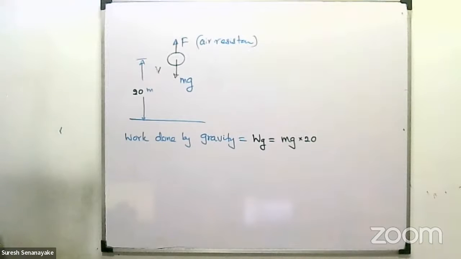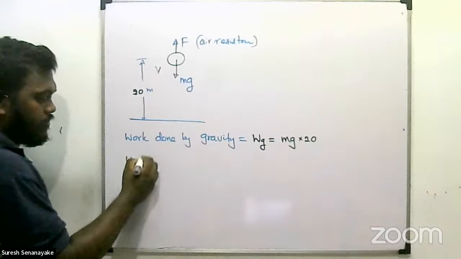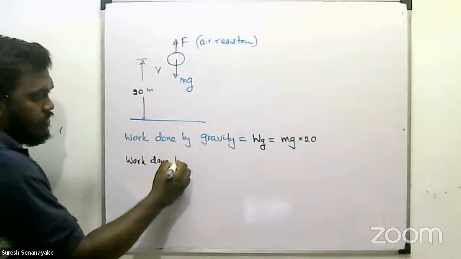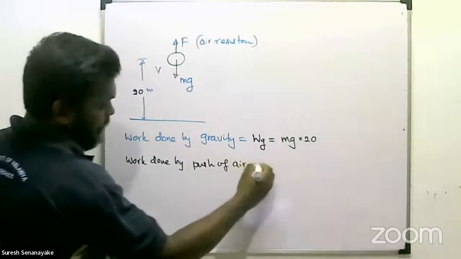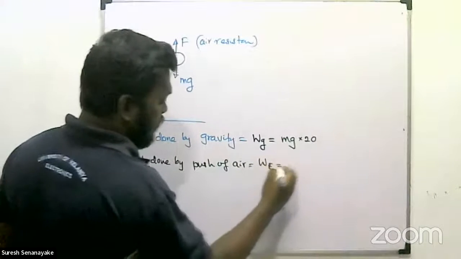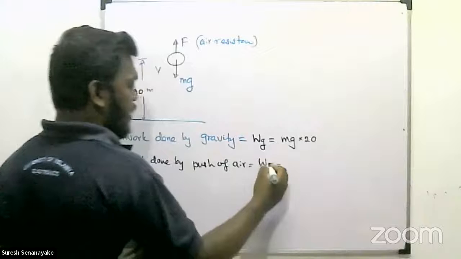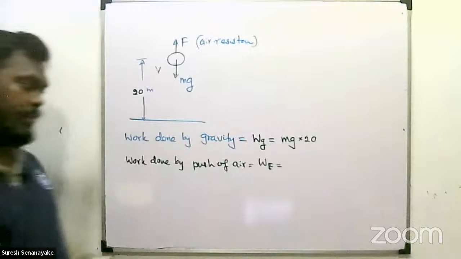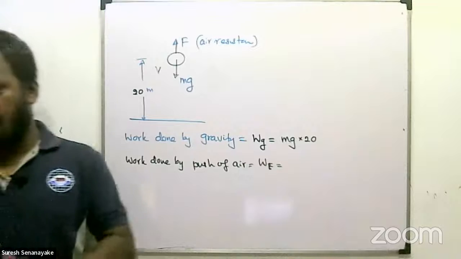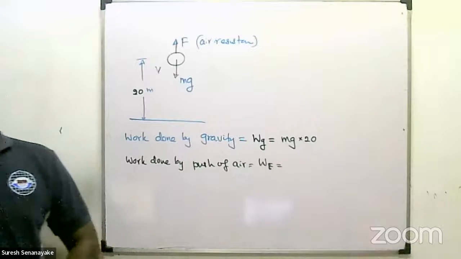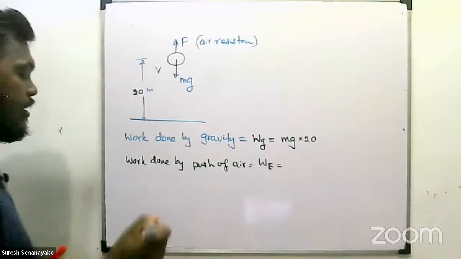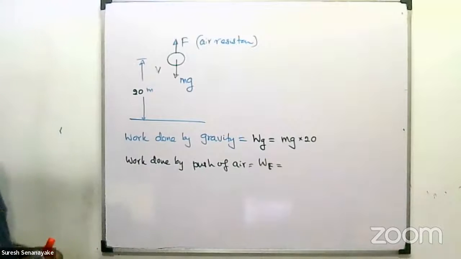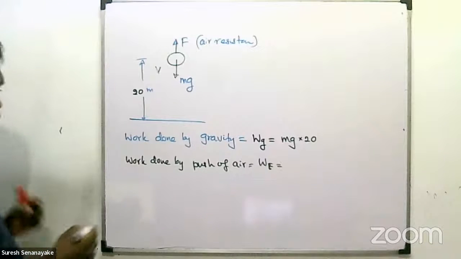Then the work done by the push of air, that is WF. Let's take WF, that's the thing we need to find. They are asking for the work done by the push of air on the object, right? We need to find this. Then how we can relate this to the total work done, which equals the kinetic energy change. So that is the work energy principle, right?